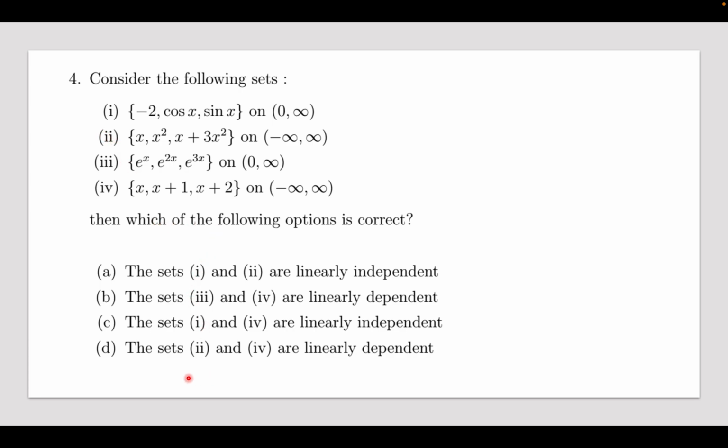So let me just tell you what the answer is. The answer of this question is D. I will urge you all to try option 4 by yourself. Try to calculate the Wronskian of these functions and see what you get. In the end you will get that the determinant of the Wronskian of these functions is 0, so these are all linearly dependent. So this is all about question number 4.